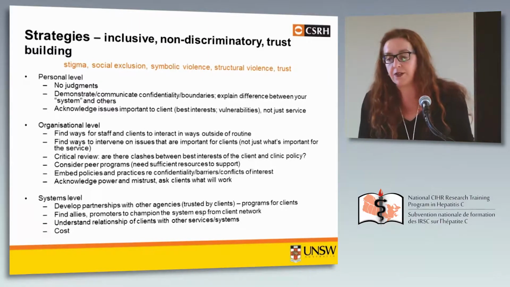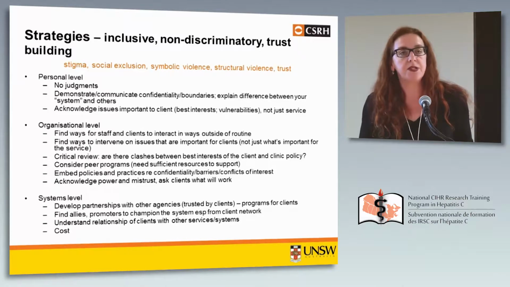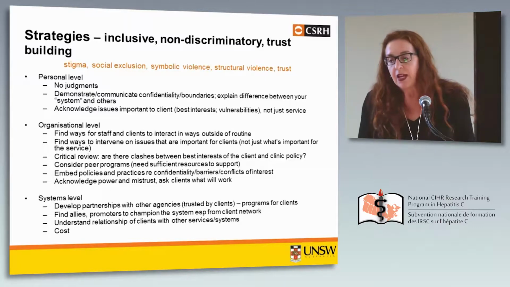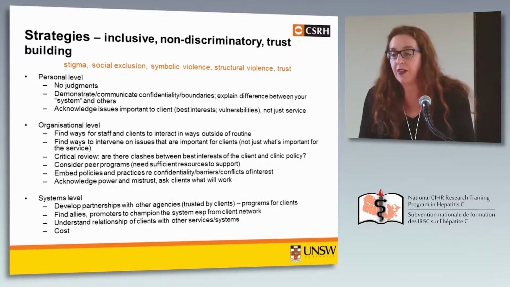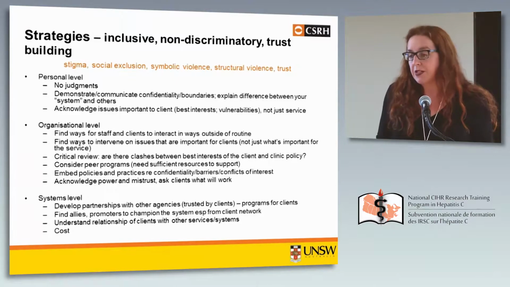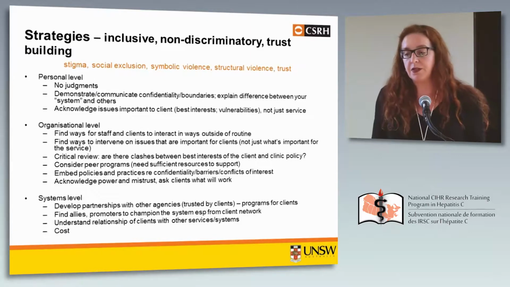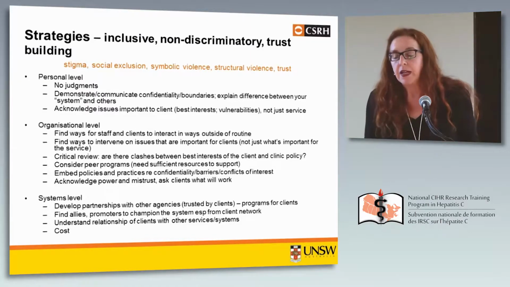At the organisational level, find ways for staff and clients to interact in ways that are outside of the usual clinical behavioural script. Find ways to intervene on issues that are important to the clients and not just those that are important for the service. Undertake a critical review. Are there deep clashes between what are the best interests of the clients and what are the policies of the clinic? What about peer programs? Can they do some of the work that your service can't? And of course, those peer services need to be appropriately resourced.